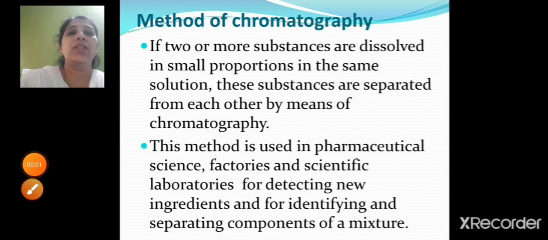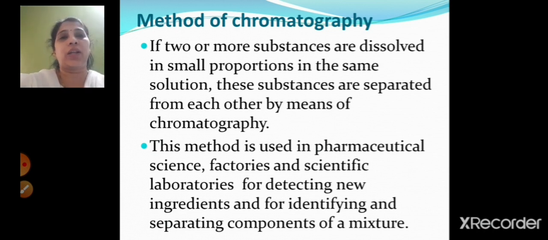Now what is there in this chromatography method? If two or more substances are dissolved in small proportions in the same solution, these substances are separated from each other by means of chromatography. So if two or more substances in smaller proportions are mixed in one same solution, you separate them by means of chromatography.